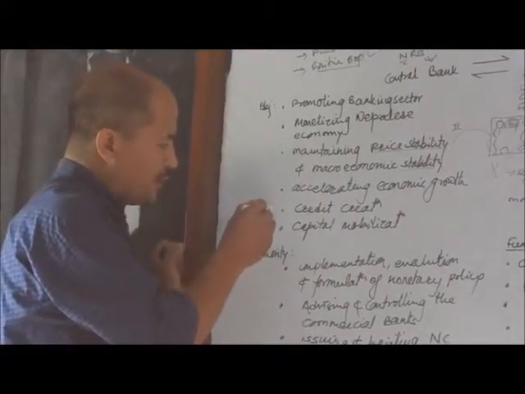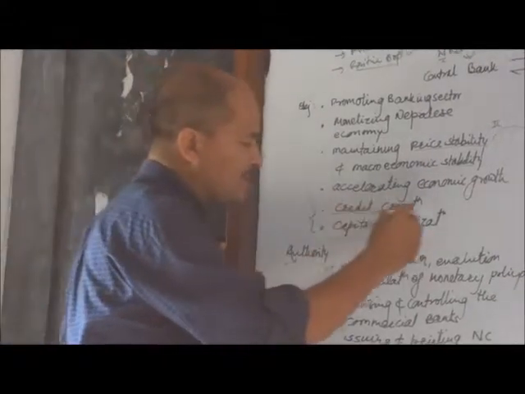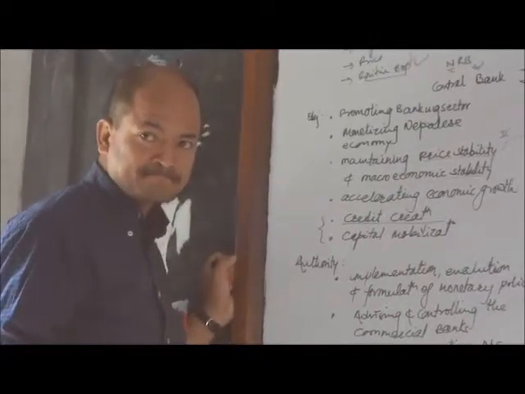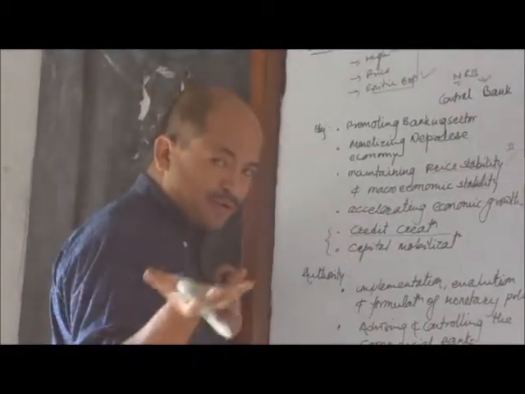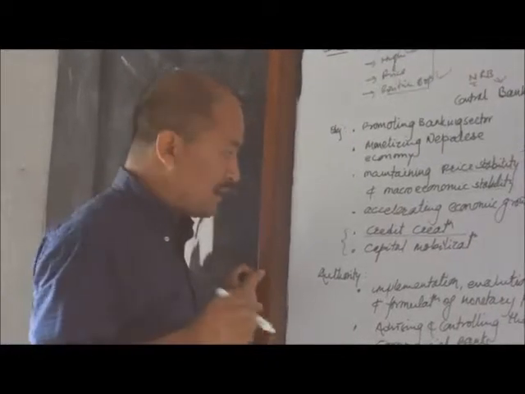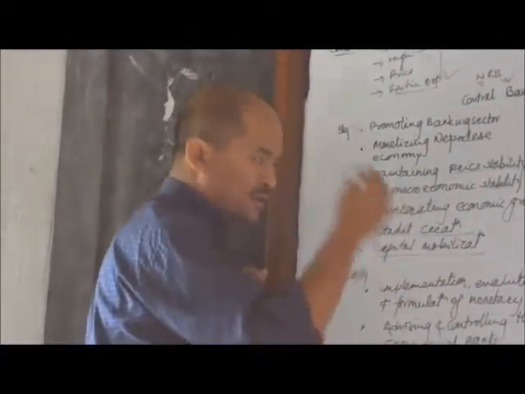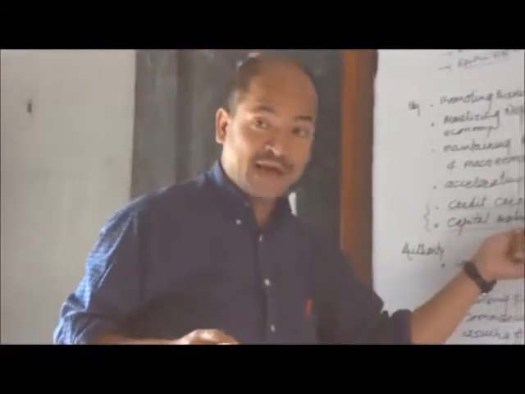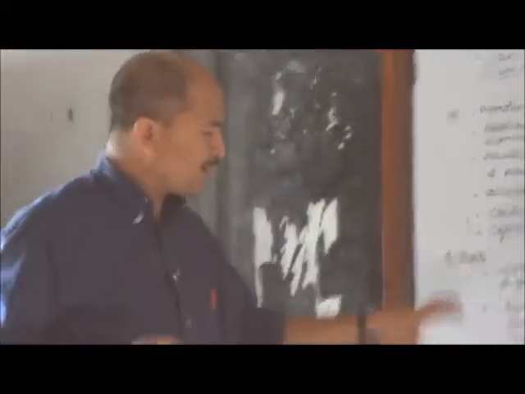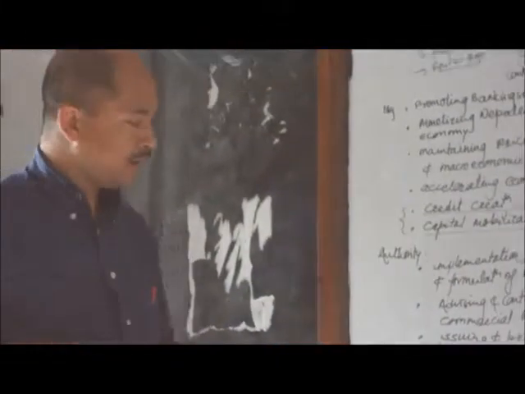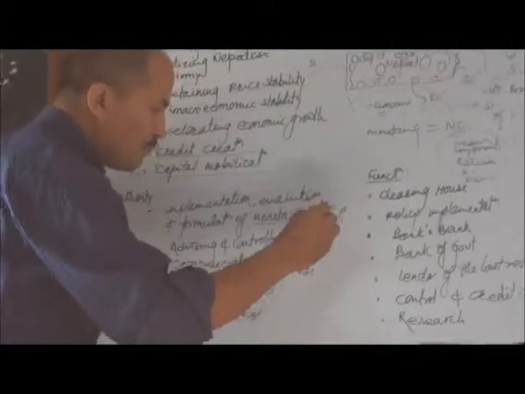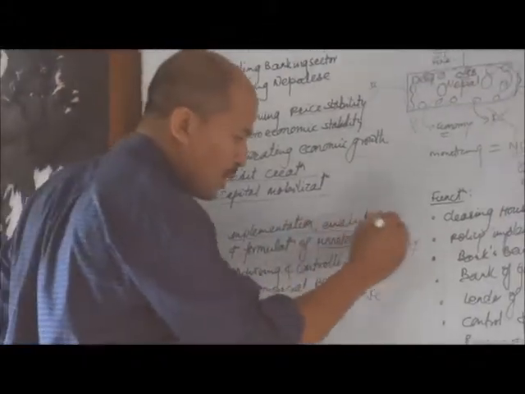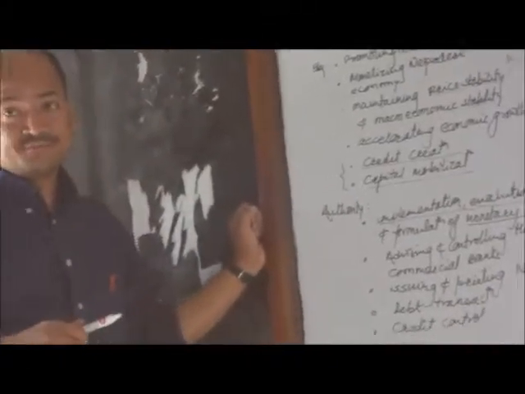And if we observe the central bank, its major objective is credit pricing by using three instruments: the cash reserve ratio, bank rate, and open market operations. And yes, these three instruments are used by the central bank for capital mobilization also. Now, what is the authority of the central bank? Majorly to formulate the monetary policy, and the implementation and evaluation of the monetary policy.